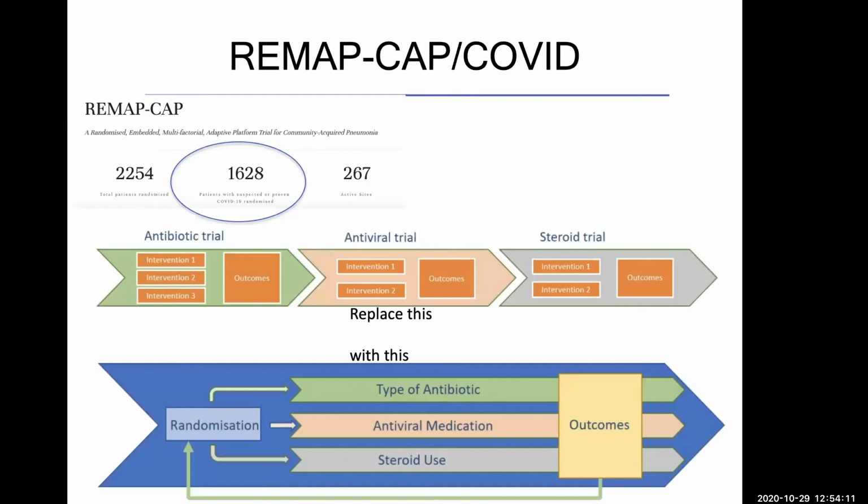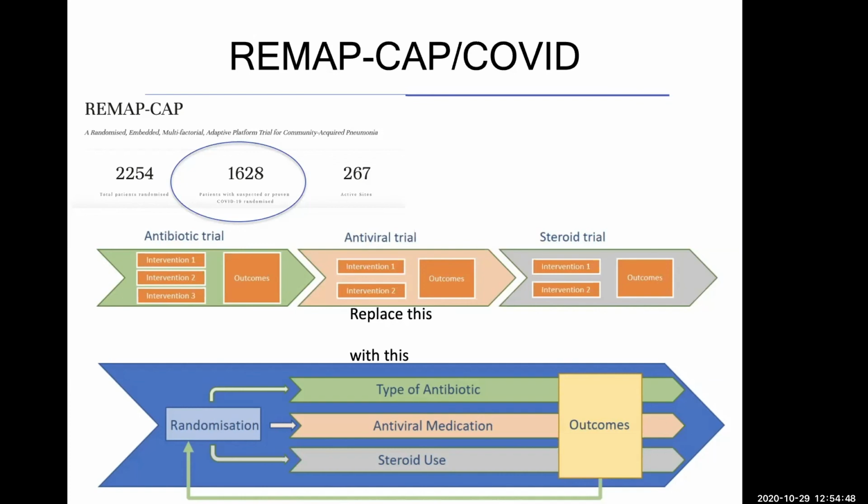And so there is a trial enrolling on this that's called REMAP-CAP. If you just Google REMAP-CAP, you can get to the website. It's enrolled 1,628 COVID patients right now. It was designed for just regular community-acquired pneumonia. So the total number of patients is a bit bigger. 267 active sites right now throughout the world, including US, Europe, New Zealand, Australia, Canada, and they are trying to expand to other places.